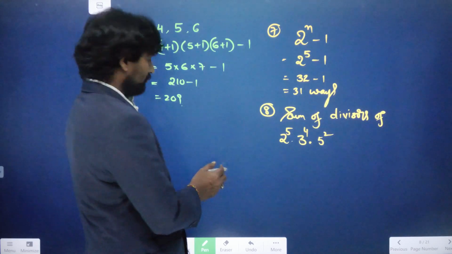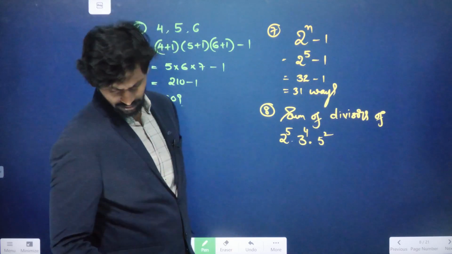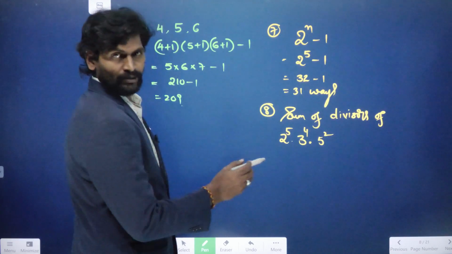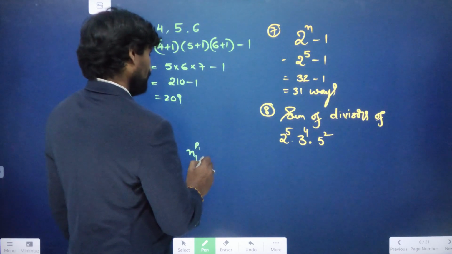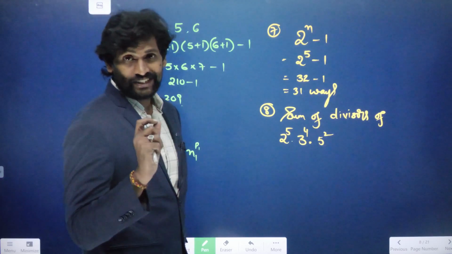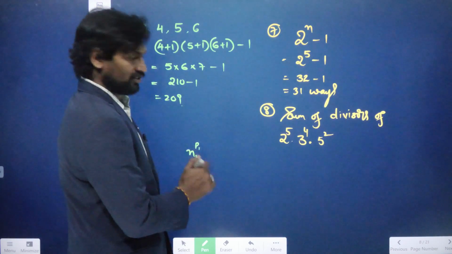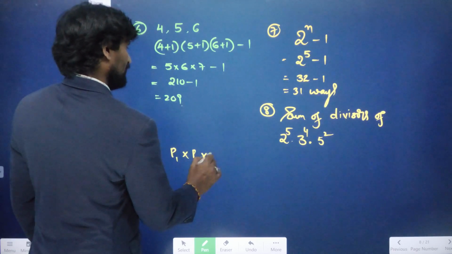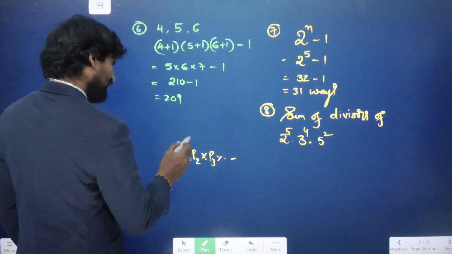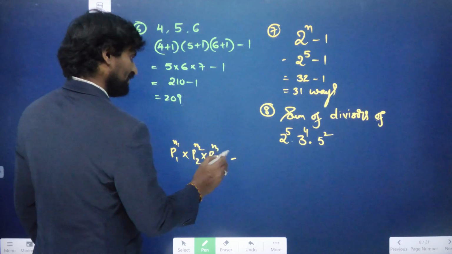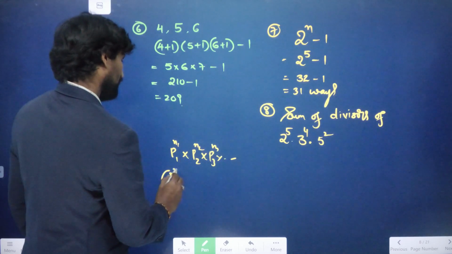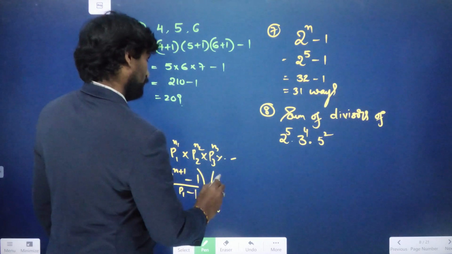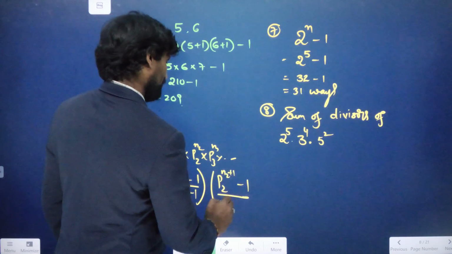Let me write the formula. If a composite number is expressed as a product of primes, p1 power n1, p2 power n2, p3 power n3, and so on, where p1, p2, p3 are primes and p1 is repeated n1 times, then the sum of factors formula is: p1 power n1 plus 1 minus 1 by p1 minus 1, and in the same way, p2 power n2 plus 1 minus 1 by p2 minus 1.